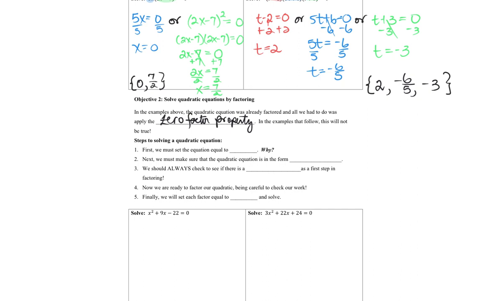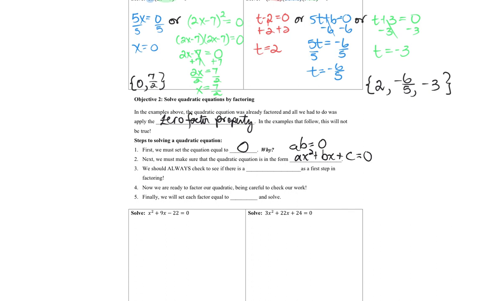In the examples that follow, this will not be true. So, steps to solving a quadratic equation by factoring. First, we have to set the equation equal to 0. Why? We want to end up with a times b equals 0, right? Because that's the magic that makes it work. If I had a times b equals 4, well, a and b could be any number of things, right? But if it's equal to 0, there's only one thing that makes that true. Either a is 0 or b is 0, right? Or both. So next, we have to make sure that the quadratic equation is in the form ax squared plus bx plus c equals 0.